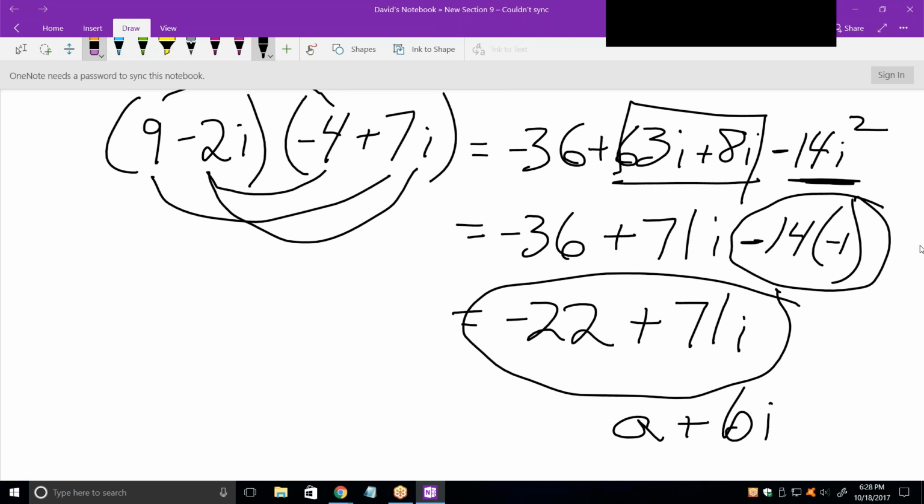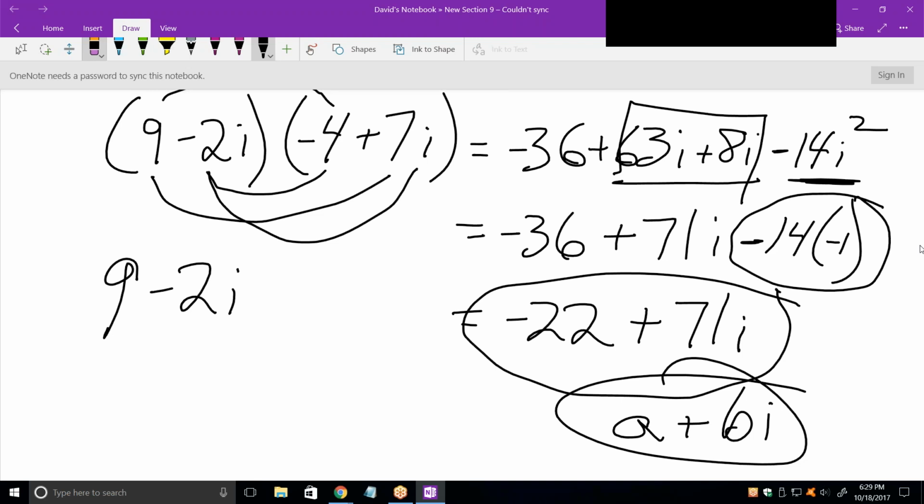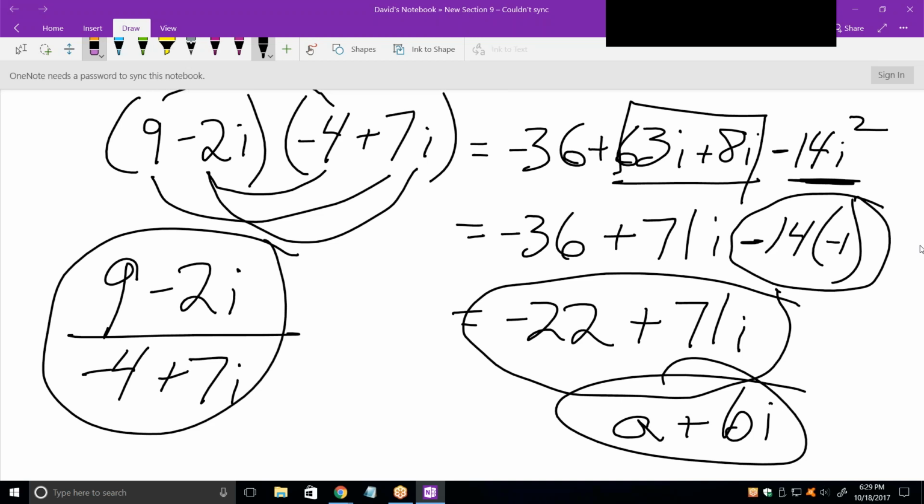Have they taught you this a plus bi format yet? Yeah, I think she has. It'll come into play when you start dividing. In other words, if I was dividing that, I'm going to get an answer that's not going to be in a plus bi format, and I'm going to have to separate it into two fractions. So that's why I asked, do you have any division problems involving complex numbers? I might. I can look.